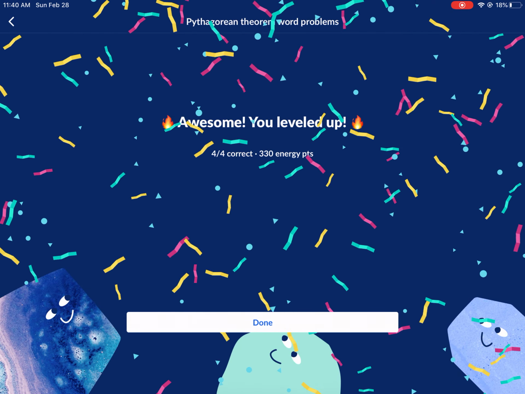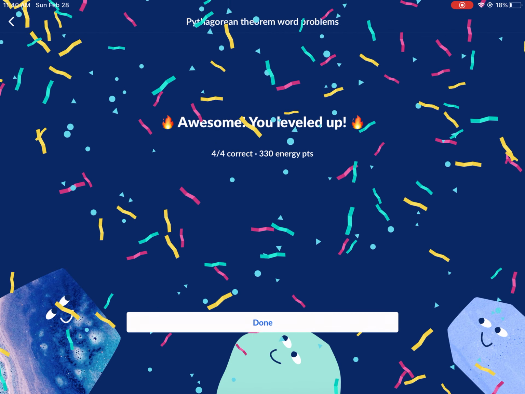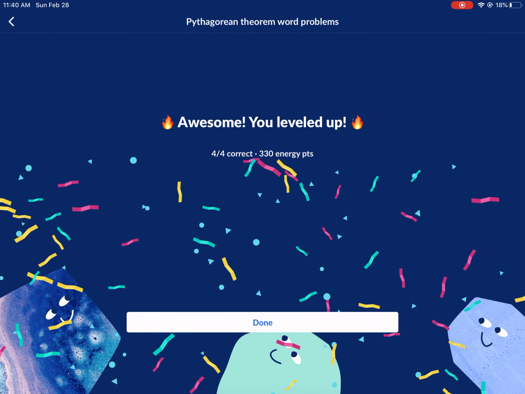Pythagorean theorem word problems is all about labeling number one and then solving. Make sure you take the square root, rounding if you need to.